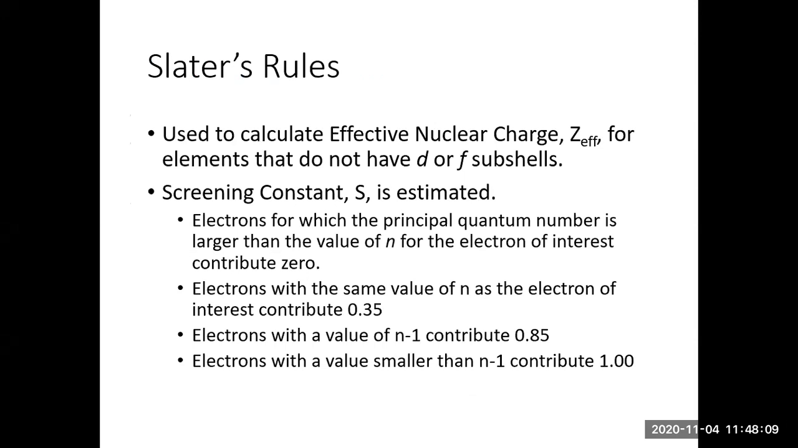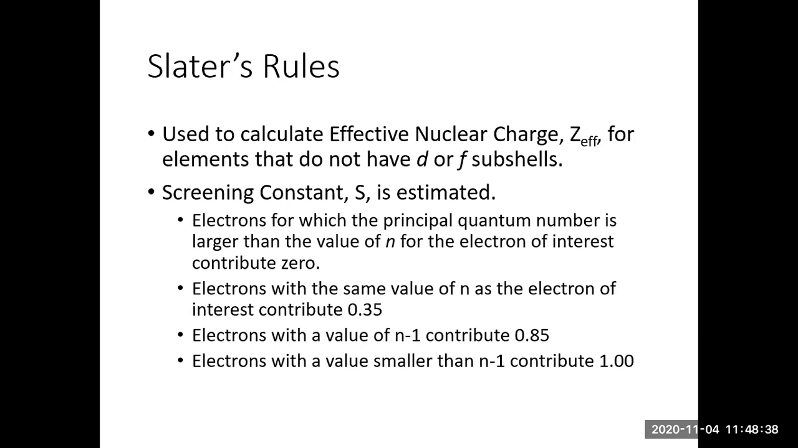So we talked about a real simple way to do effective nuclear charge, and that was the atomic number minus basically the number of core electrons. There's another way to do the calculation, which is a little more sophisticated, but still not too difficult. And so I'd like to go over that. And that's using something called Slater's rules.